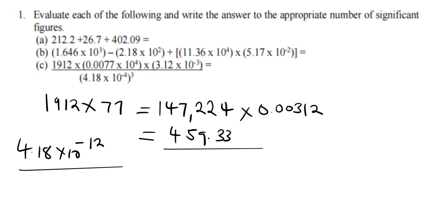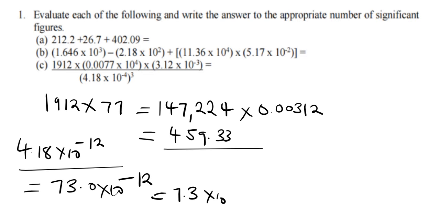Okay, so this is giving me 73.0, let's just times 10 to the power negative 12. Okay, negative 12. So let me just move the point a bit this side so that we have a point there. I'm just going to have 7.3 times 10 to the power negative 11.